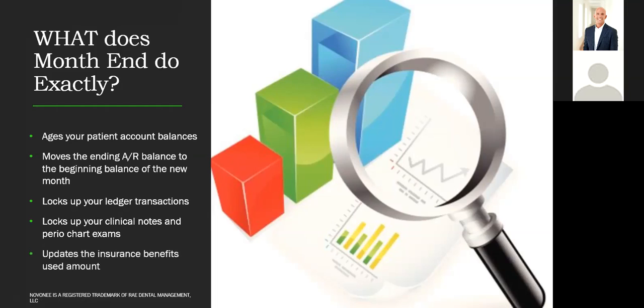And then the last thing that the month end does, kind of as a separate task that it used to, is it updates the insurance benefits used amount. So if you have an insurance plan that has a renewal date of the next month, then it will reset the insurance benefits back to zero. And that's a pretty important thing, especially coming up into the more common renewal months like January.